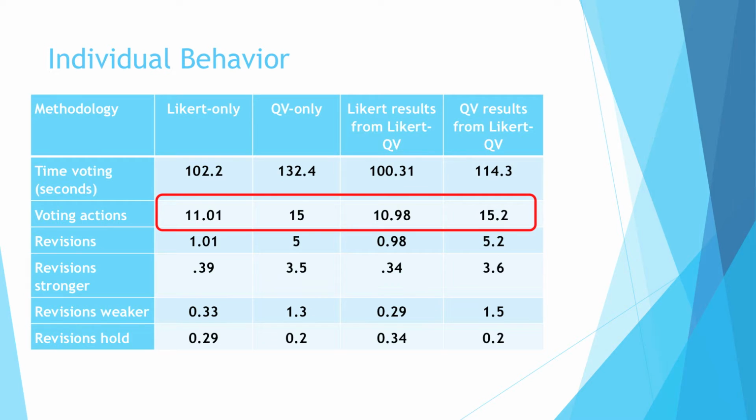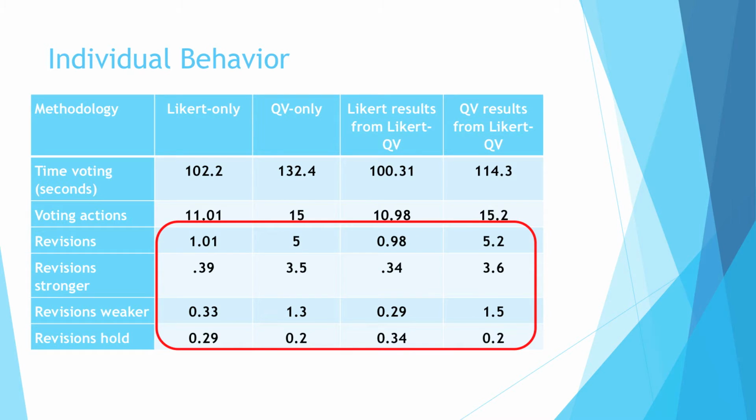And the reason these numbers of voting actions are higher, obviously, is because of the next line, where we have revisions. Okay, so a revision is when you make a voting action on something that you've already made a voting action on. And you can see that the QV people tend to make about 5 revisions. The Likert people tend to make 1, and you can see how those divide up in terms of, did I make a stronger revision or a weaker revision closer to 0, or did I hold with my vote?